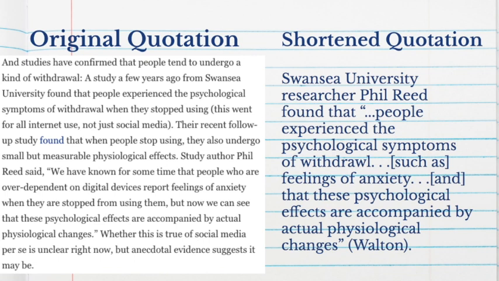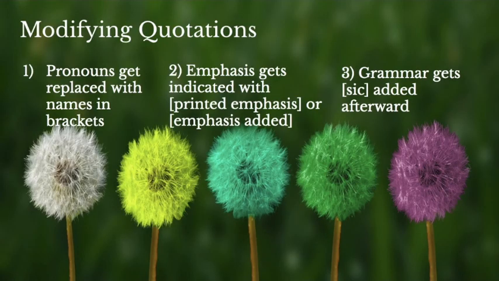However, because we cut so much out, we needed to add in a few transition words for the grammar of the new sentence to make sense. In this case, we've added "such as" and the conjunction "and" in order for our new abbreviated quotation to make sense. So as we just indicated, there are times when you're going to have to modify a quotation.